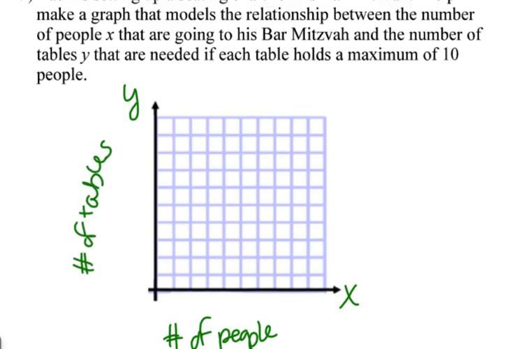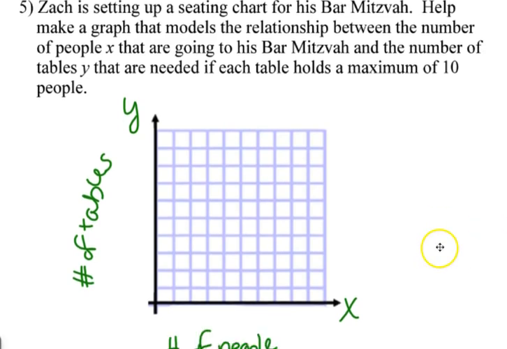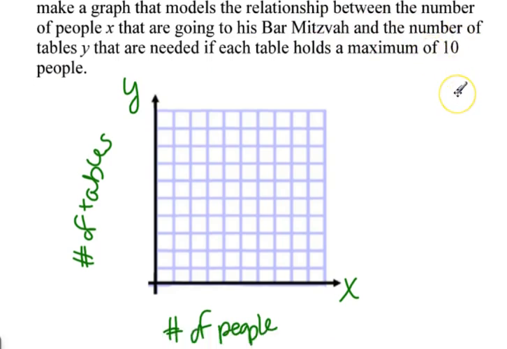After that, you kind of had to figure a number to go by on the x-axis and the y-axis. And it says the people are going to the bar mitzvah. Each table holds a maximum of 10 people. So for every table you had 10 people, so let's go by tens. So 10, 20, 30, 40, 50, 60. Okay, so that's one way of doing it, is going directly.